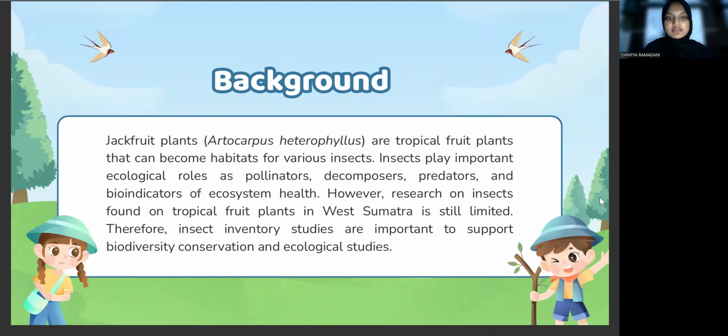Background: Jackfruit plant Artocarpus heterophyllus are tropical fruit plants that can become habitat for various insects. Insects play important ecological roles as pollinator, decomposer, predator, and bioindicator of ecosystem health. However, research on insects found on tropical fruit plants in West Sumatra is still limited. Therefore, insect inventory studies are important to support biodiversity conservation and ecological studies.